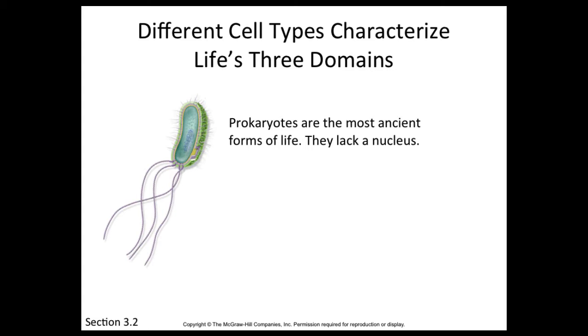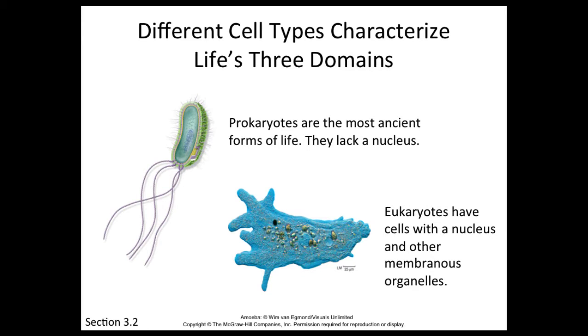Prokaryotes, as we learned previously in Chapter 1, are the most ancient forms of life. Remember that all prokaryotic cells lack a nucleus. They still have DNA, but the DNA is not contained in a nucleus organelle. Eukaryotes have cells with a nucleus as well as other membrane-bound organelles.